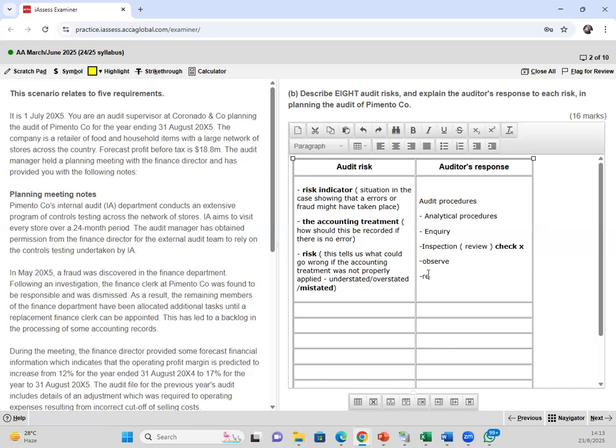Then the last one is reperformance or recalculation. It's a procedure for the auditor, especially if there are amounts that the auditor is doubting have not been dealt with properly. They can reperform or recalculate these amounts so that they can do justice to these amounts.